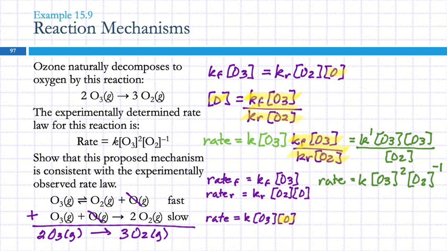It fits. Doesn't prove that it's the right mechanism, because you could write other ones that would work out as well. But it's possible. Any questions?